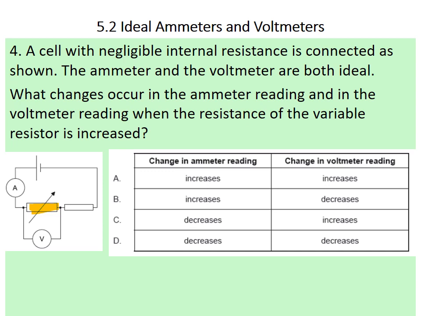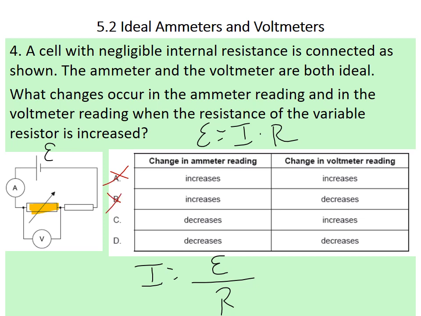So the easy one to get first is the change in the ammeter reading. I know that the voltage supplied by the cell is not going to change. Epsilon is constant. And whatever voltage is supplied by the cell, V is equal to I times R. So epsilon equals I times R. So if the resistance increases, I equals epsilon over R, which means current has to decrease. The bigger the R, the smaller the amount of current. So I can eliminate choices A and B. Those don't make sense.